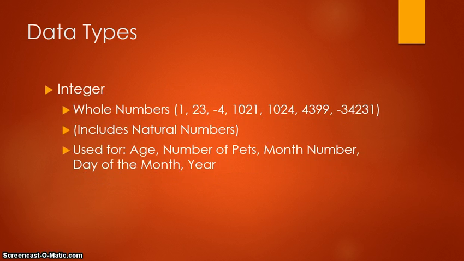An integer. An integer is a whole number. This includes natural numbers, and examples of those: 1, 23, minus 4, including 0. So an integer, a whole number, if you think back to number systems, includes natural numbers. Could be used for someone's age, number of pets, the month number, the day of the month, the year.